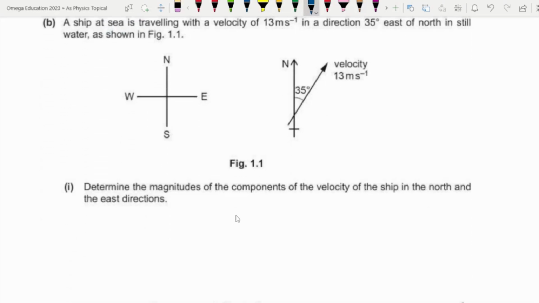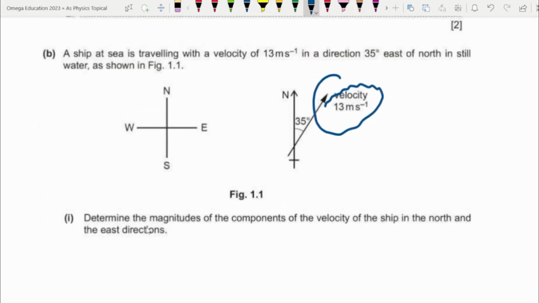So determine the magnitudes of the components of the velocity of the ship in the north and east direction. So this is a vector, very easy question. You have the vector given over here, and the magnitude of the vector is 13 meter per second. You need to find the component along the direction north and one along the direction east.